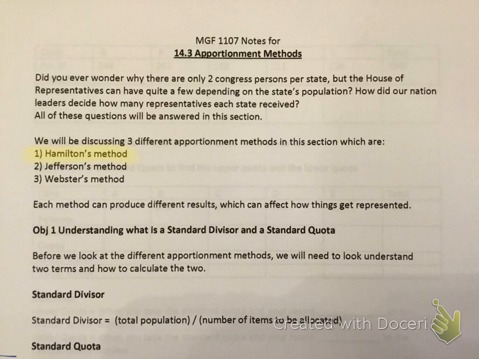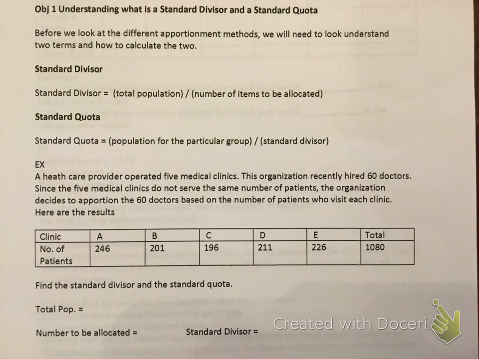Objective number 1 says understanding what a standard divisor and a standard quota are. Before we look at different apportionment methods, we need to understand these 2 terms and how to calculate them. To find the standard divisor, you take the total population and divide it by the number of items to be allocated. For the standard quota, we take the population of a particular group divided by the standard divisor. So let's see how this works.